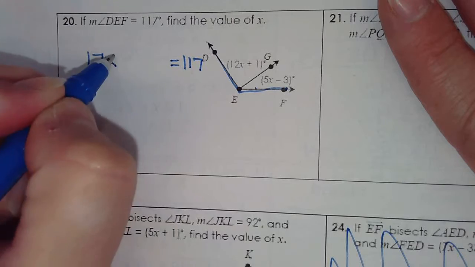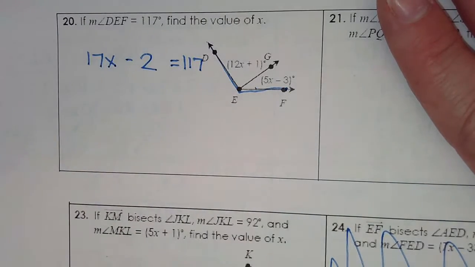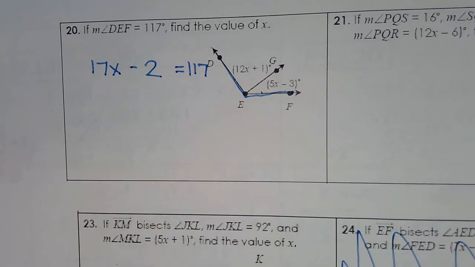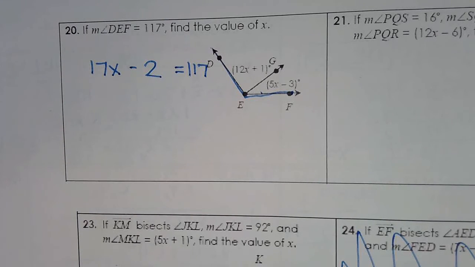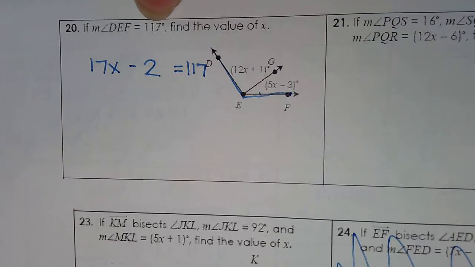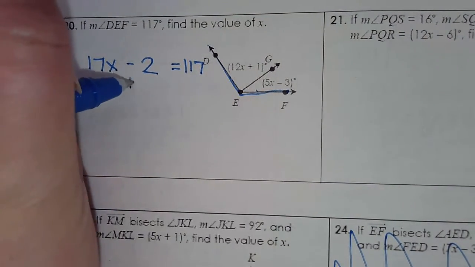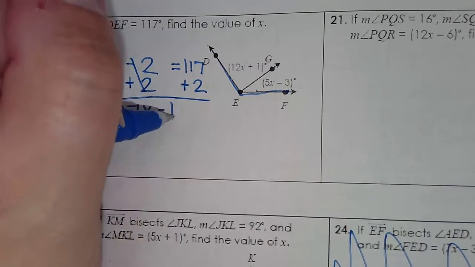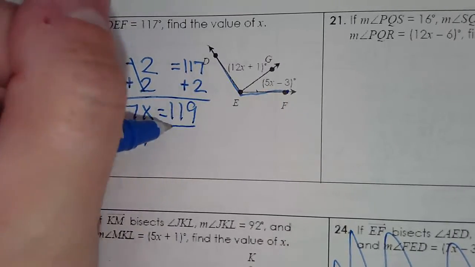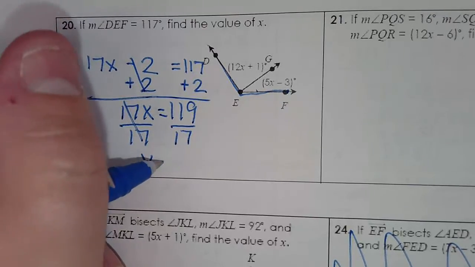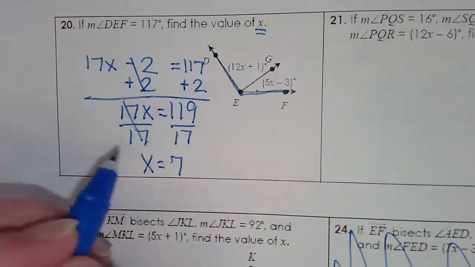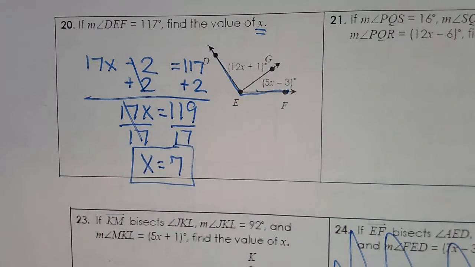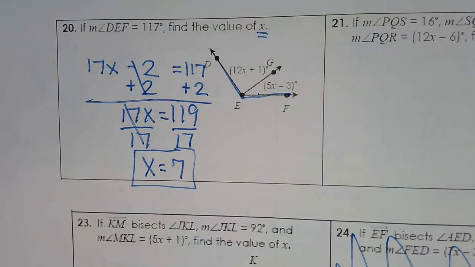So when I add them together, I get 17x minus 2. I'm kind of shortcutting a little bit. I combined like terms and I got 17x minus 2. And I'm setting it equal to 117 because in the directions, that's what it says it's equal to. So to solve, I add 2 to both sides. 17x equals 119. Divide by 17. And I get x equals 7. In this problem, finally, that's all it wanted. It's like the first problem where you solve for x and you're done. You usually got to plug it back in.